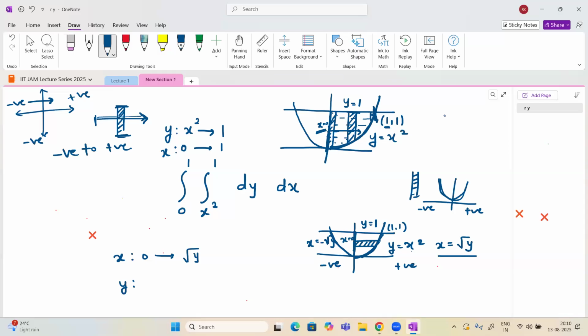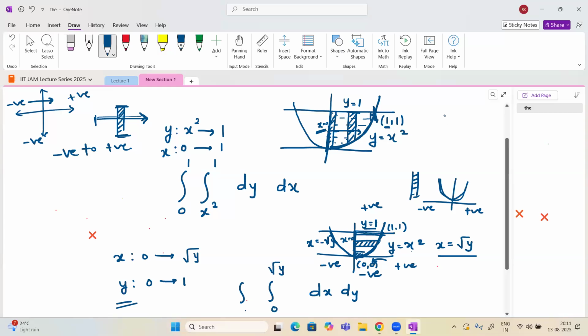Now we have to move the strip from bottom to top. Initially the strip will be here. It will move up to this point. Again, the funda is the same, negative to positive. At this point, the coordinates are 0, 0, and at this point, the value of y is 1. We are interested in the limits of y. So y varies from this 0 to this 1. So the limits of y will be 0 to 1. So the integration will be dx first, dy second, since the strip is parallel to the x-axis. It will be 0 to root y and then 0 to 1. Is it clear to you? Yes, sir. Okay.